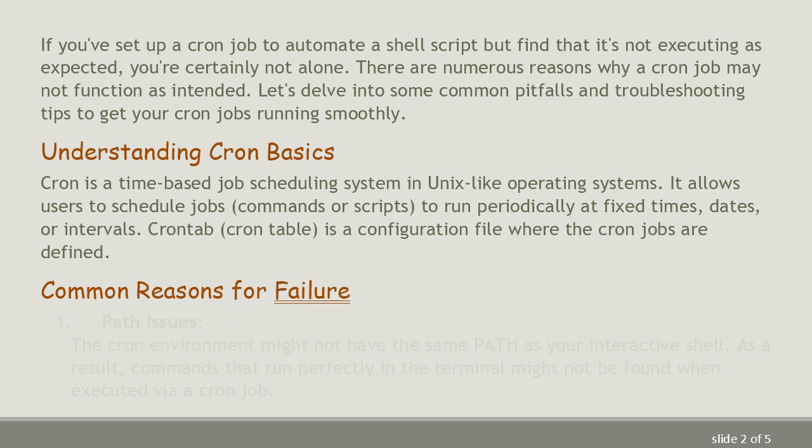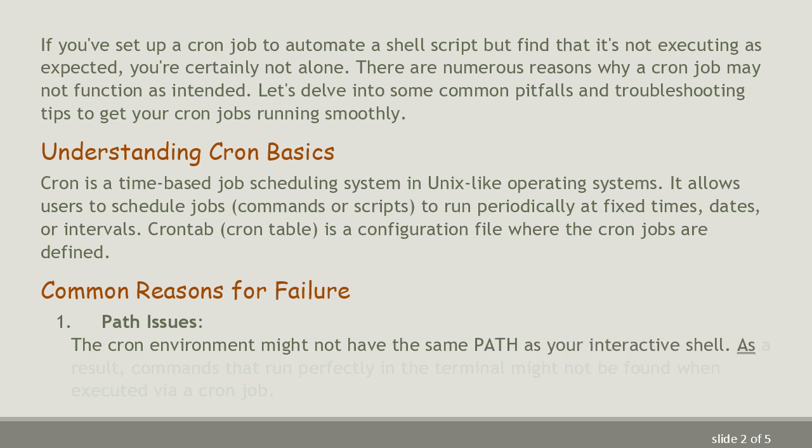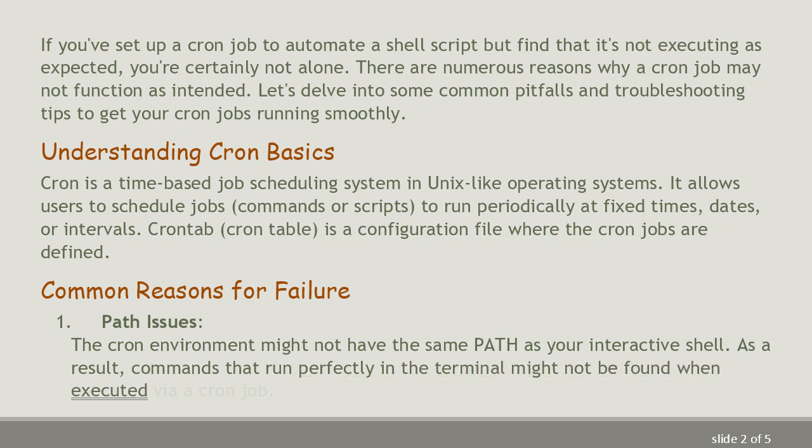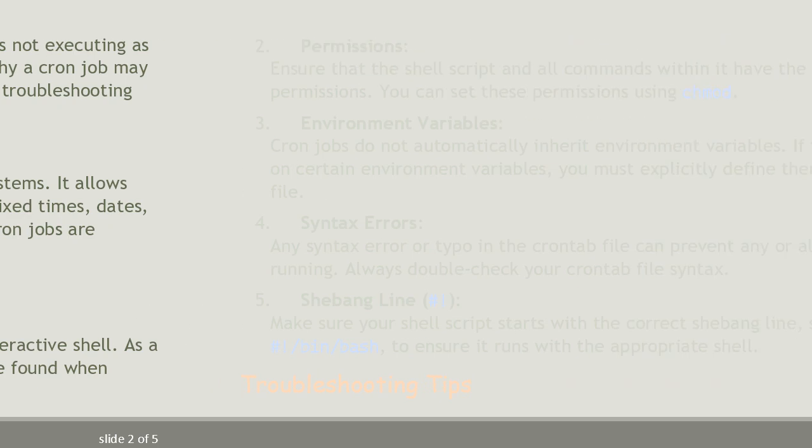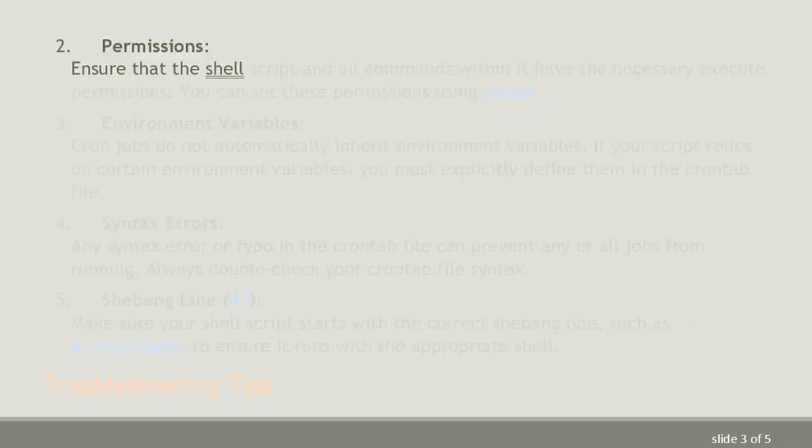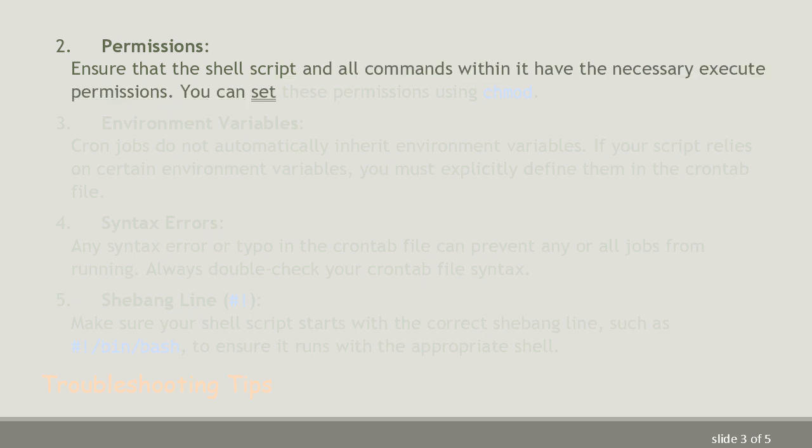Common reasons for failure. Path issues. The cron environment might not have the same path as your interactive shell. As a result, commands that run perfectly in the terminal might not be found when executed via a cron job. Permissions. Ensure that the shell script and all commands within it have the necessary execute permissions. You can set these permissions using chmod.